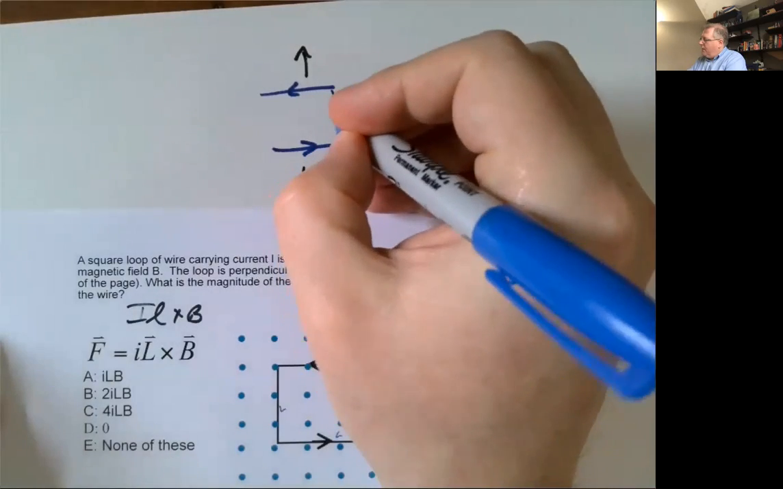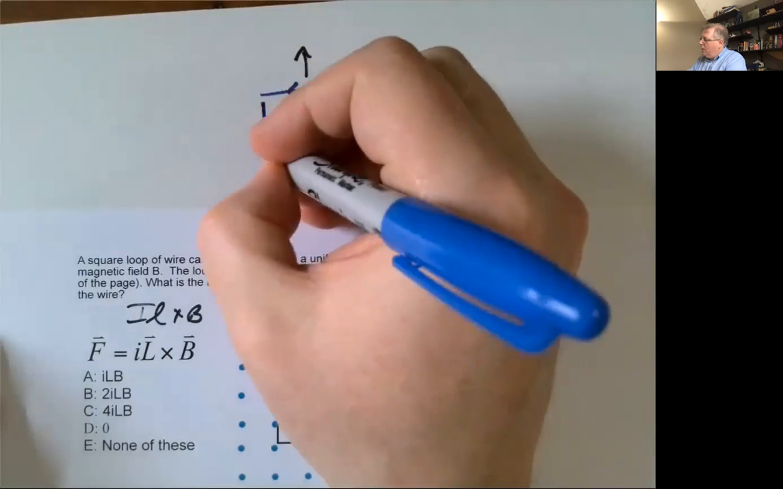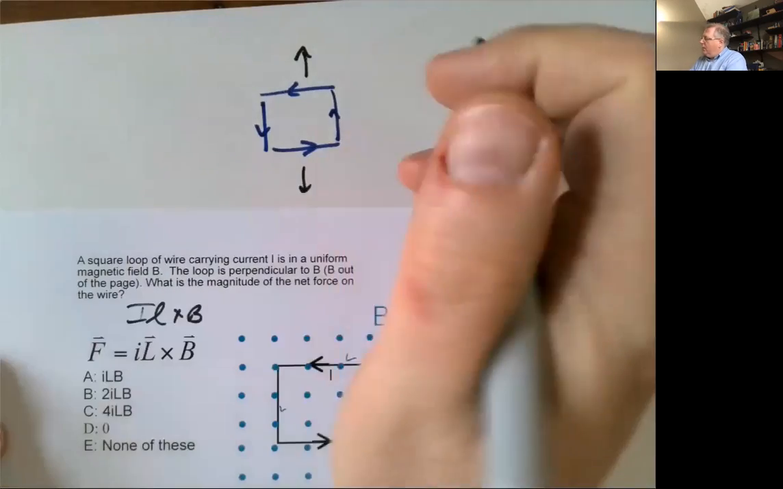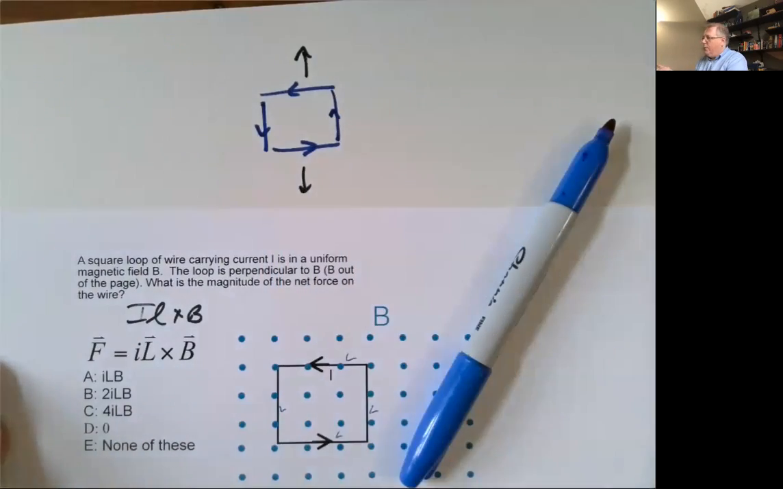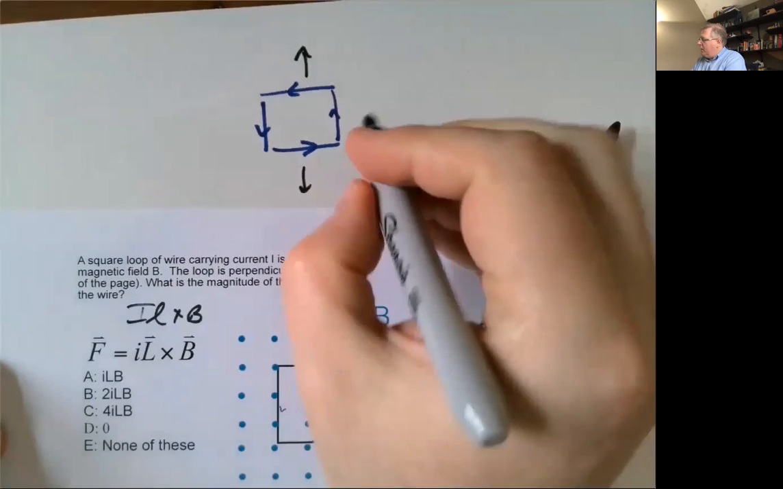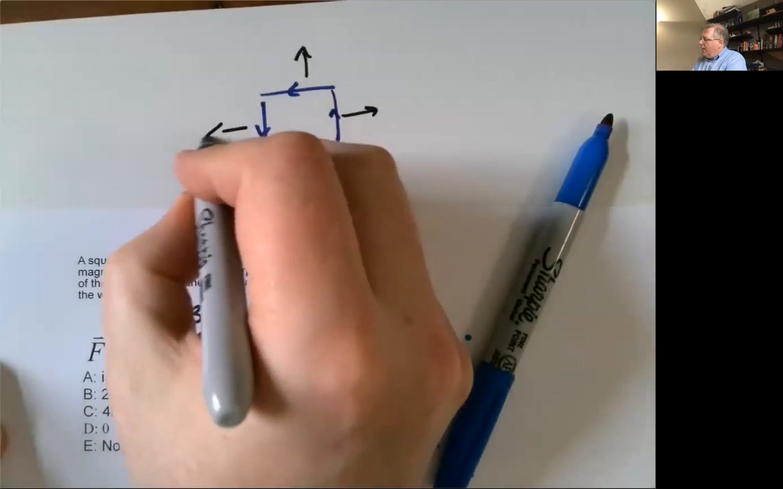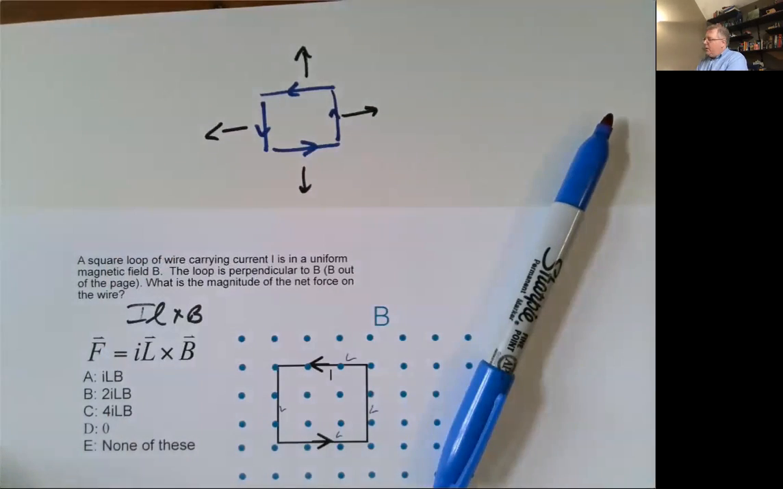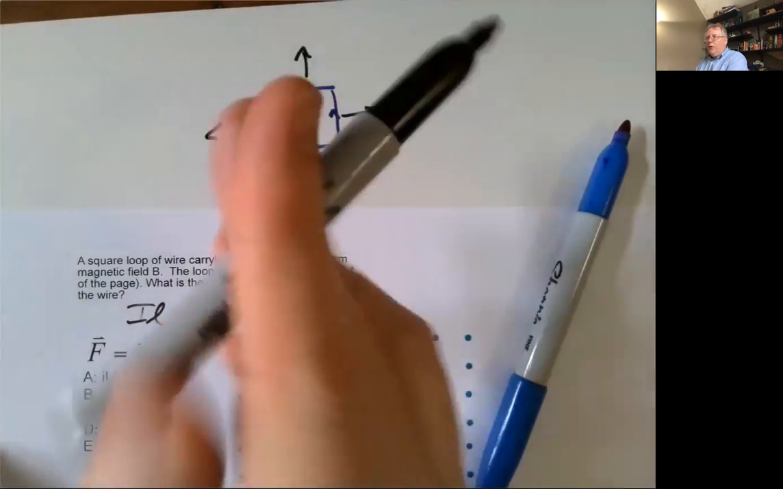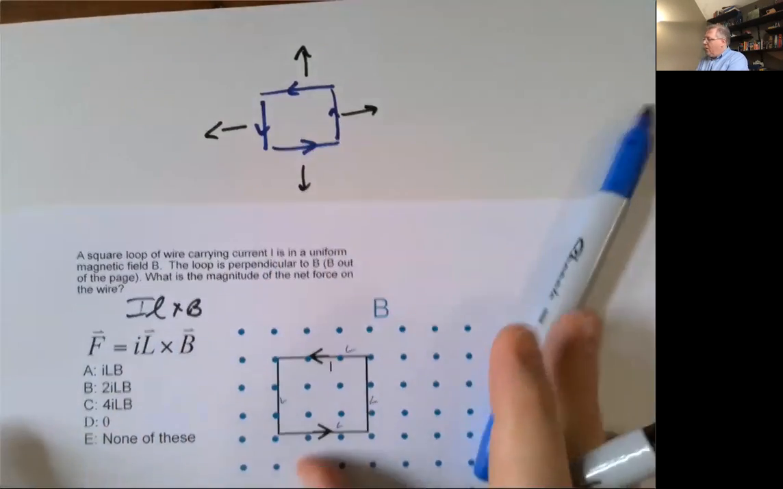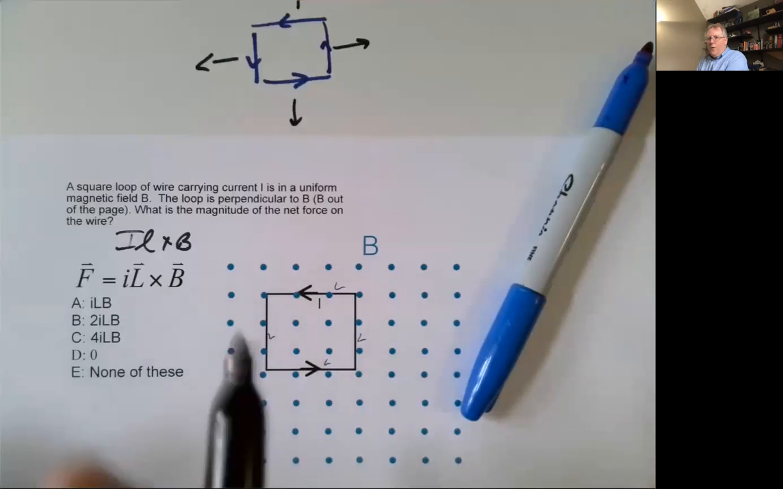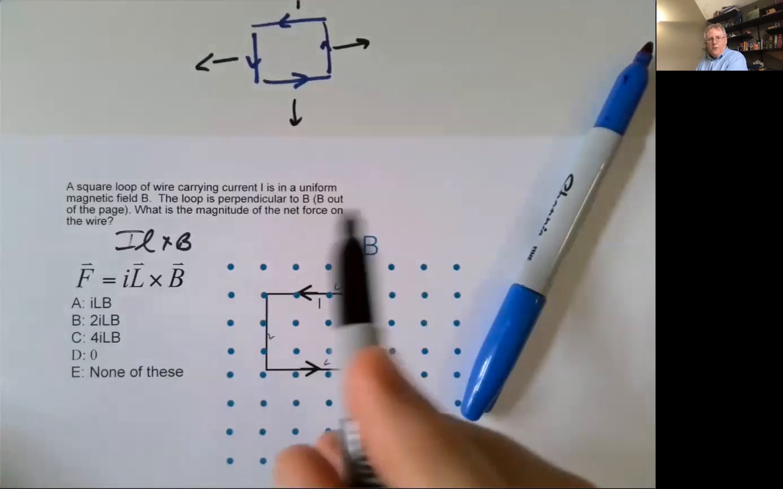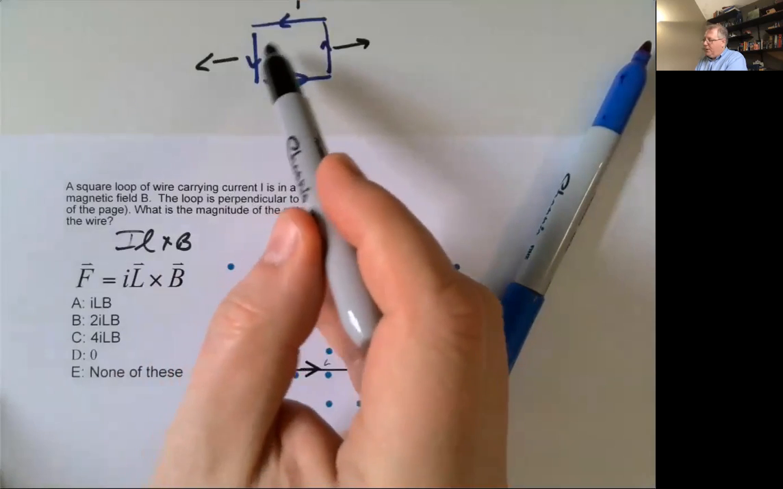I'm also going to have these two sections here and here. So this guy is going to feel force, let's see, I cross B, so that's going to be that way, and that one's going to be that way. So all these bits of wire are going to pull outwards. And so, in fact, what's that going to do? It's actually going to pull on the wire and might deform it into a circle or something like that. But there's no net force.